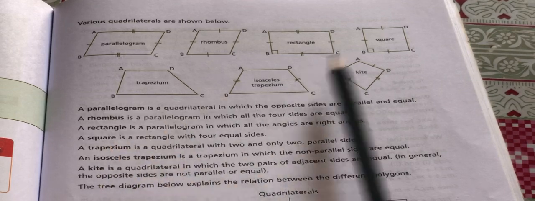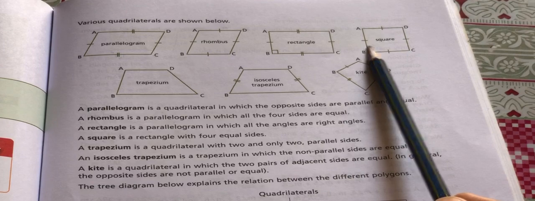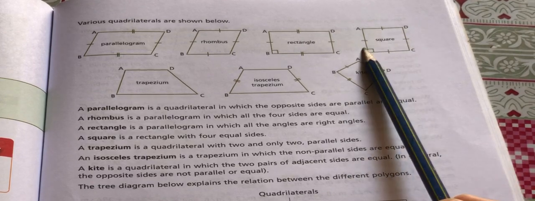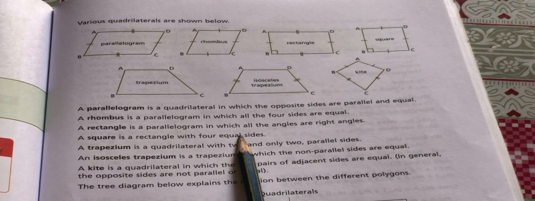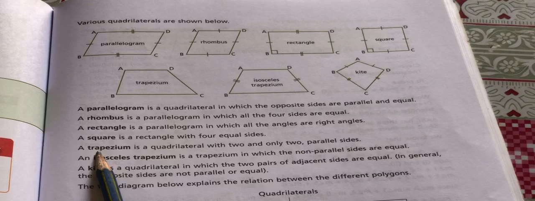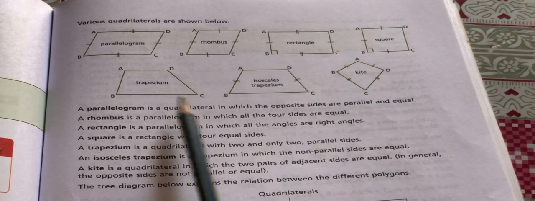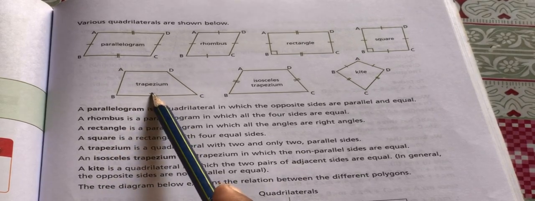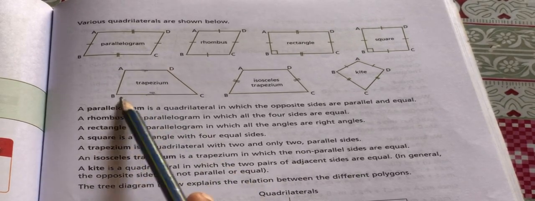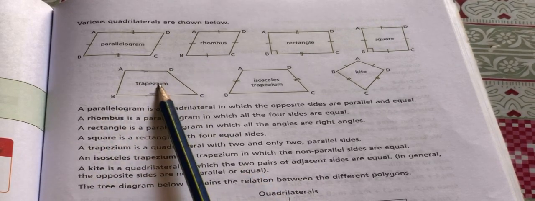The fourth one is a square. As you can see, all the sides of a square are equal and each angle is 90 degrees. So a square is a rectangle with four equal sides. Next one is a trapezium. A trapezium is a quadrilateral with two and only two parallel sides. It has these two parallel sides and the other two are not parallel. So it is a trapezium.